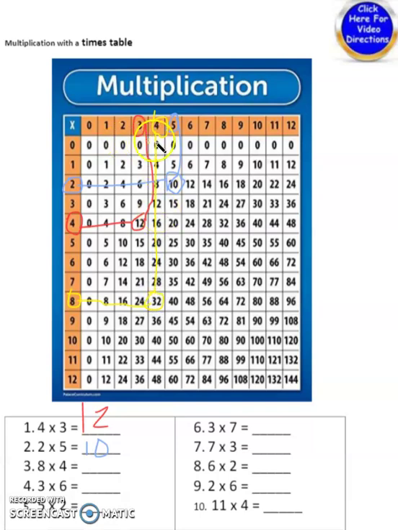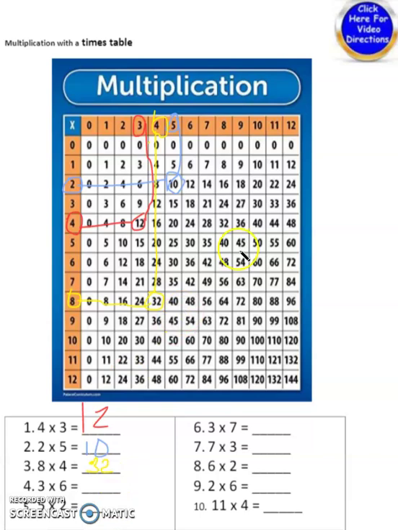0 groups of 4 is 0. 1 group of 4 is 4. 2 groups of 4 is 8. 3 groups of 4 is 12. All the way down. 8 groups of 4 is 32. 8 times 4 is 32.